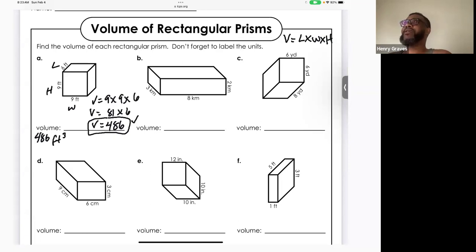Now, here's the complicated way, and I have to be a teacher and show y'all both ways. Okay, now there is another. I know the volume of any shape is equal to the big B times the H. So what is the big B? The big B means the area of the base.